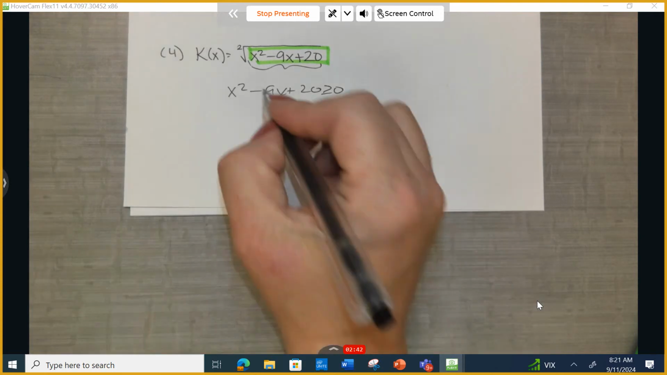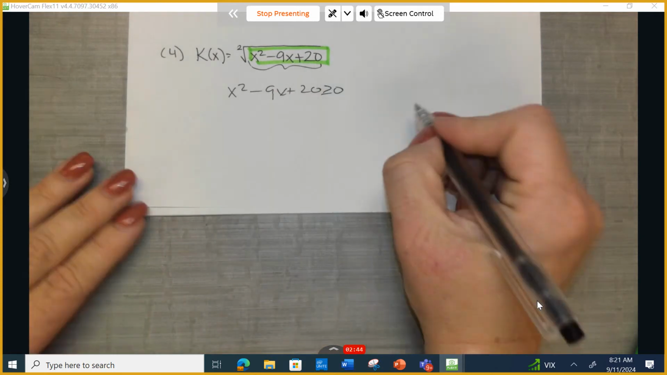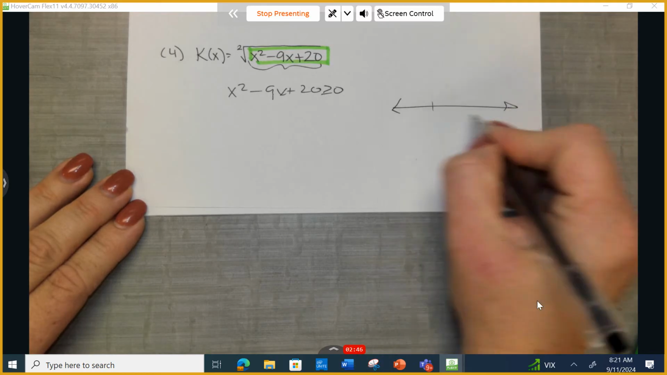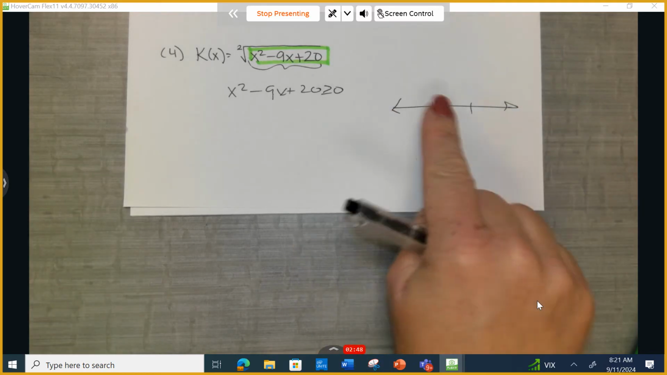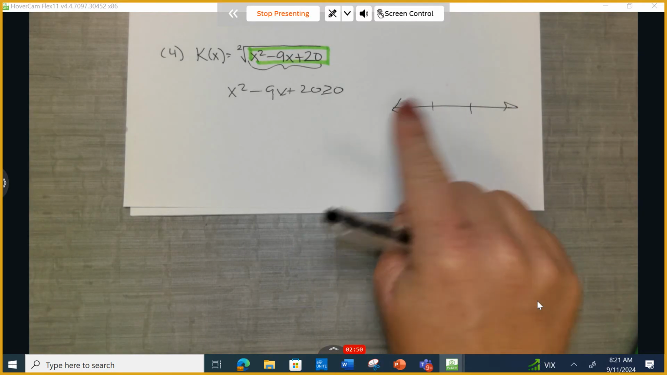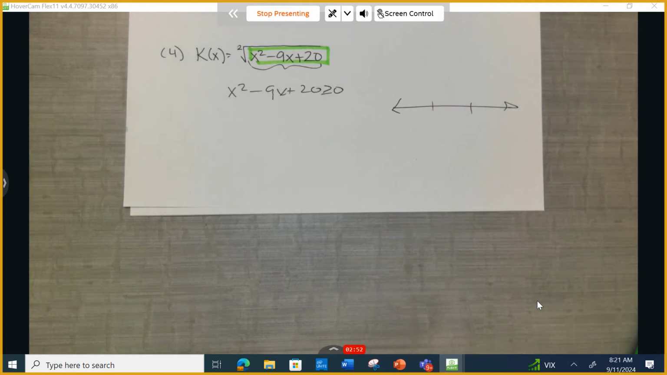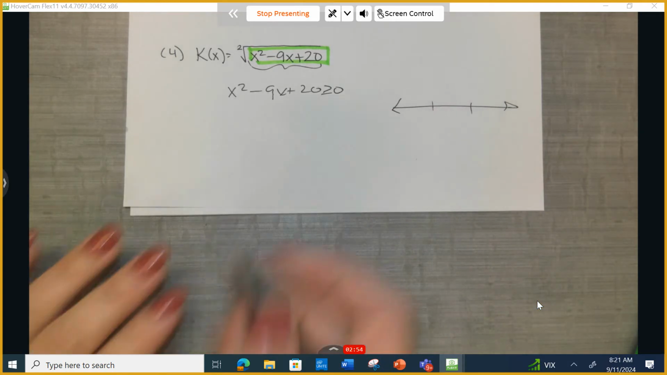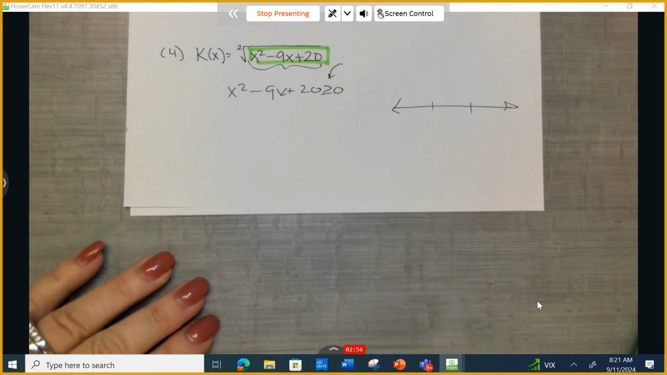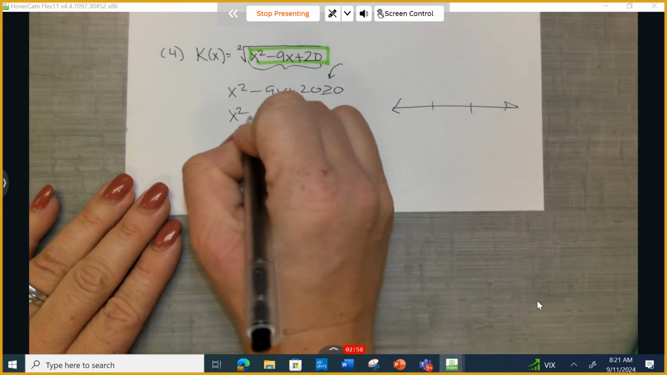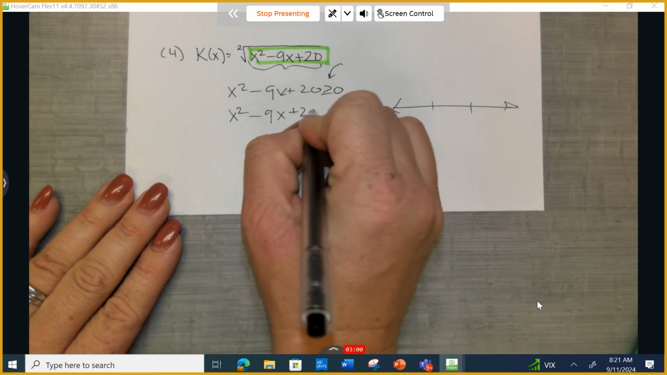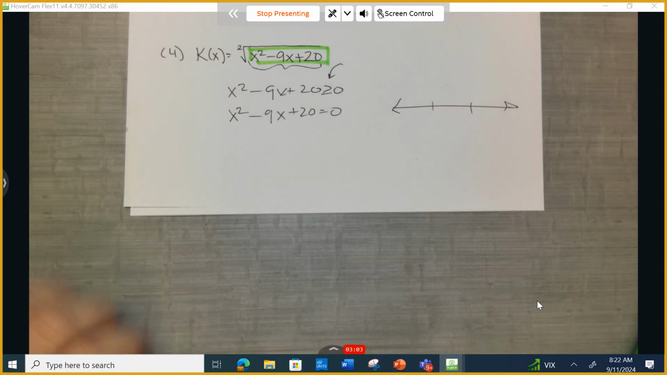So when we have a problem like this, remember how we would find the hashtags, and then we decide is it yes, no, yes, or vice versa, no, yes, no for the shading. The shading represents the points we're allowed to plug in. So because I have an inequality symbol, I'm going to start by finding the hashtags. X squared minus 9x plus 20 equals 0. That's going to allow me to find the hashtags.